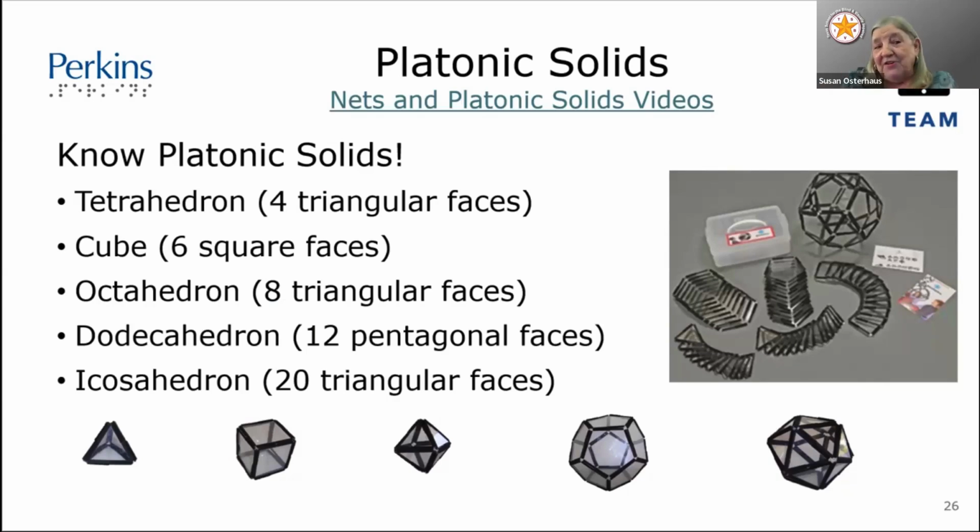And by the way, just a real quick lesson. Your platonic solids are a tetrahedron, that's 4 triangular faces. You might call that just a triangular pyramid. Cube, which is 6 square faces. Octahedron, which is 8 triangular faces. Dodecahedron, which is 12 pentagonal faces. And an icosahedron, 20 triangular faces.